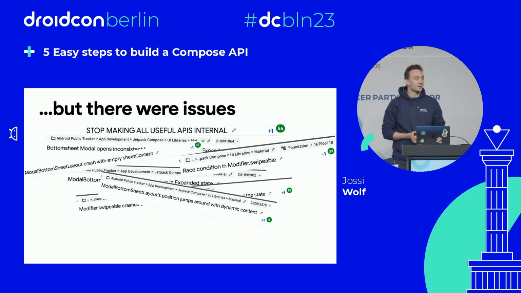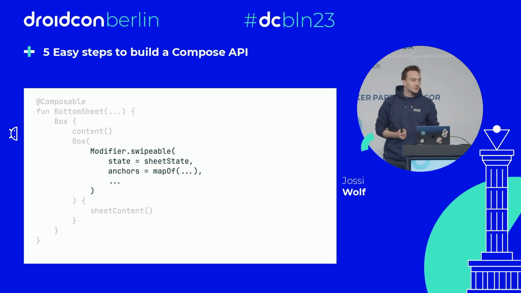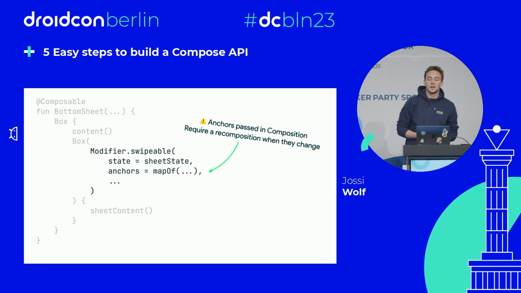Because we want to get things right, we want to think about what is the best way to do this sustainably. Where was the issue coming from? So you were using modifier.swipeable and passing the anchors. Now, when you're doing this, you're passing the anchors in composition, which also means that the anchors actually have to be defined in composition or at least available in composition. And it also means that when those anchors change, you have to recompose. And that can be an issue. Why is that an issue?